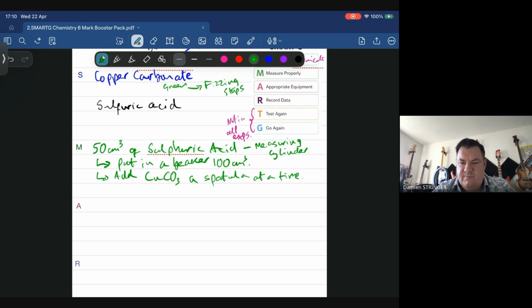Yeah, there's a big giveaway though, isn't there? And it's this one up here. It's when the fizzing stops. So until the fizzing stops. And just to be sure, because there might be some fizzing you can't see, you put in solid copper carbonate remains.